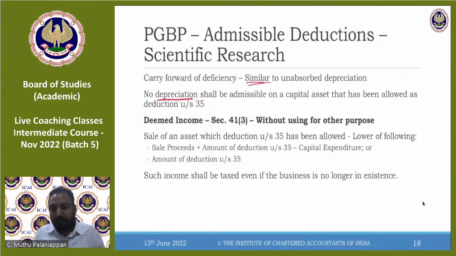One other thing that we must remember is, what if I'm transferring this asset? What if I'm selling this asset, scrapping this asset, or using it for any other purpose? Now, it will be treated as deemed income. A portion will be treated as deemed income if I'm using it only for scientific research and subsequently scrapping or selling it. What will be the quantum of deemed income? It is the lower of the following. First is sale proceeds plus Section 35 deduction minus capital expenditure. Second is the amount of deduction.